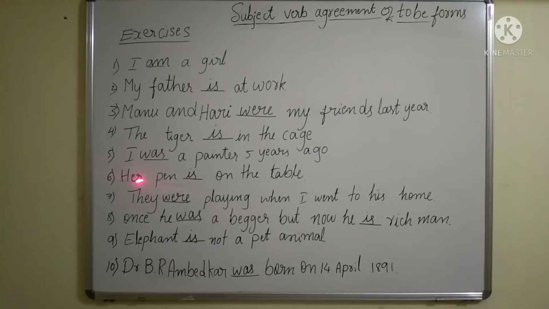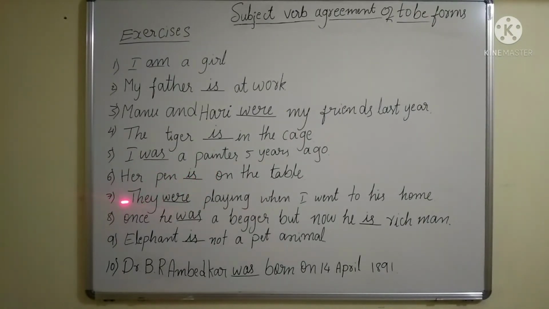Next, sixth one. Her pen is on the table. In this sentence, there are no past tense clues. So, it is obviously in present tense. So, in present tense, the pen. See, pen is an object. So, this is considered as the subject it. It or pen, isn't it? So, pen is on the table. So, pen is. Pencil is. So, we can use it in that way.